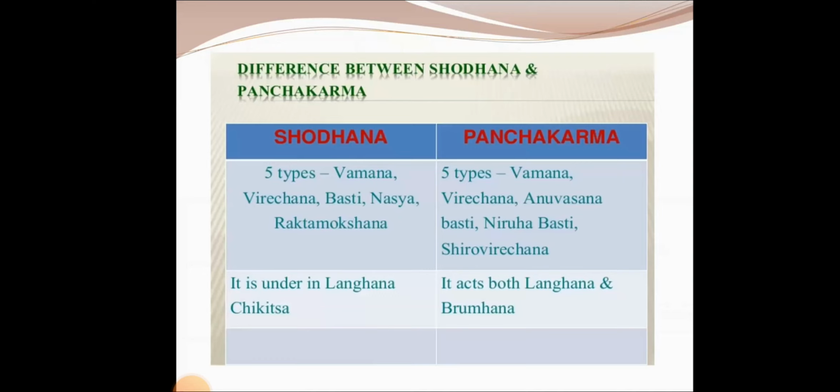Mainly, you know the difference between Shodhana and Panchakarma, no? Shodhana means it is of 5 types. Panchakarma is also of 5 types. Shodhana includes Vamana, Virejana, Basti, Nasya, Raktamokshana. What are the Panchakarmas? Vamana, Virejana, Anuvasanavasti, Niruhavasti, Shirovirejana or Nasya.